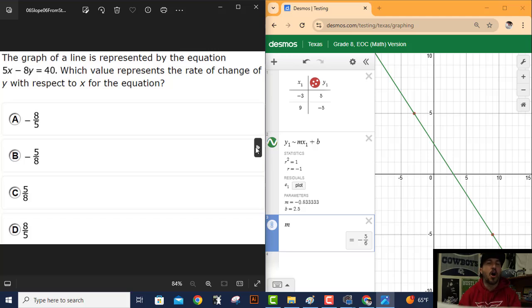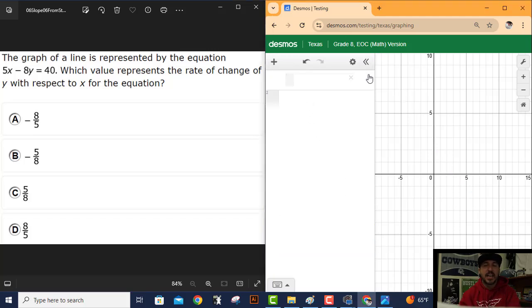All right, now we got this one. This is the hardest one to find the slope with. All right, but it's not that difficult, but it is more difficult. You got to know more things. Here we go.